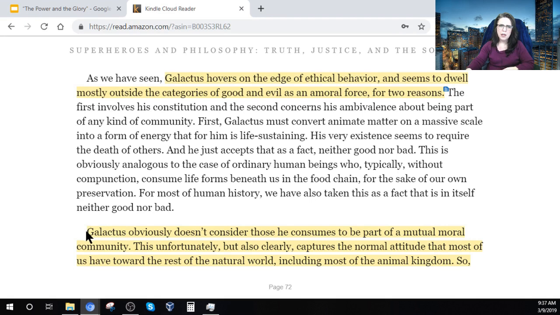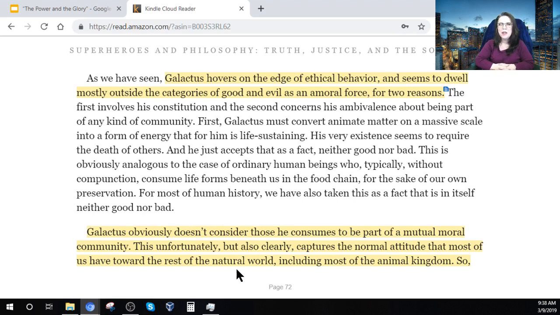So the authors state this: Galactus obviously doesn't consider those he consumes to be part of a mutual moral community. This unfortunately but also clearly captures the normal attitude that most of us have towards the rest of the natural world, including the animal kingdom. This is brilliant writing. The authors are using a high level of pathos, a high level of emotion, to compel the reader to consider their own actions.